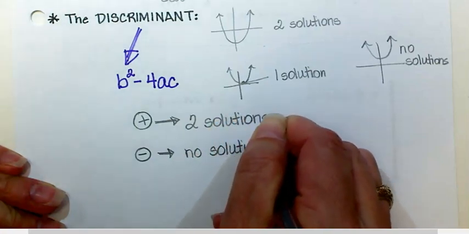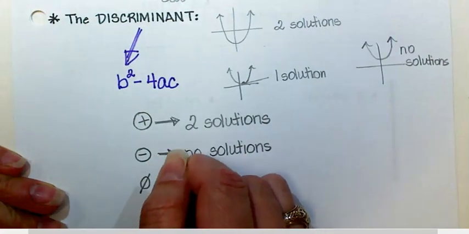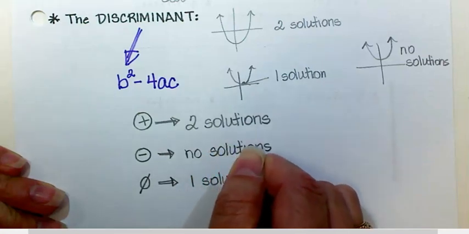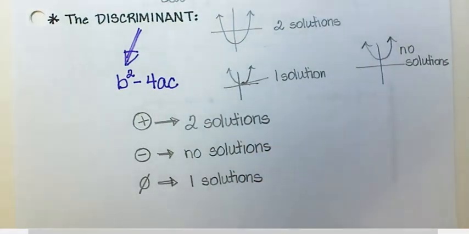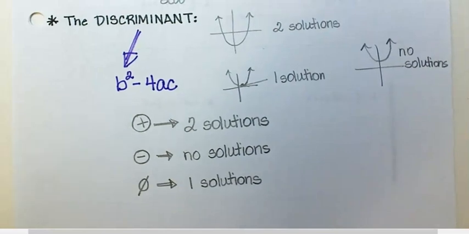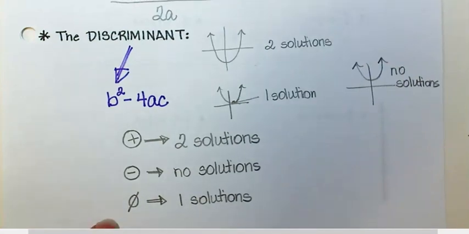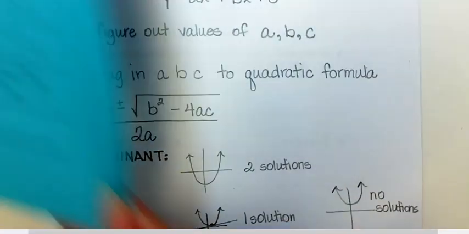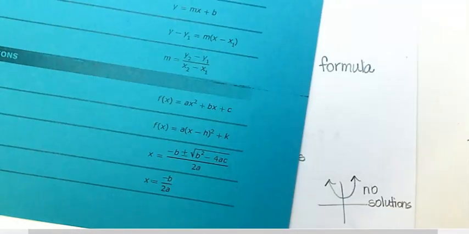Okay? And then if b squared minus 4ac is 0, then you're going to have one solution, meaning that the parabola only touches the x-axis at one spot. Okay? So in some cases that can be a shortcut to figure out whether you need to carry out the entire quadratic formula or not. But your quadratic formula, which is up here, don't worry, you do not have to memorize it. It is on your formula sheet. It's right here towards the bottom.